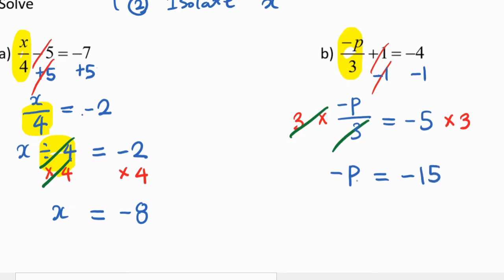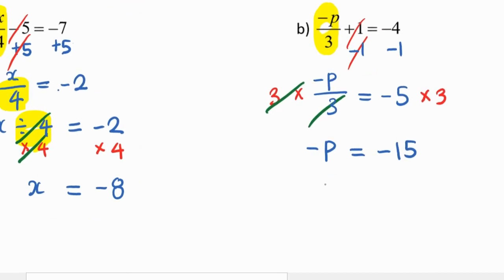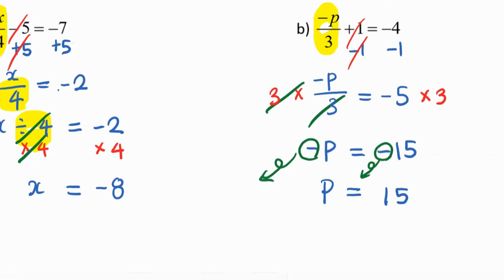If minus p equals negative 15, everyone, p should be positive 15. Just think that when you get rid of the negative sign from here, you have to get rid of the negative sign from the other side too. So p equals 15. Negative p equals negative 15, then p should be 15. So 15 is the answer.